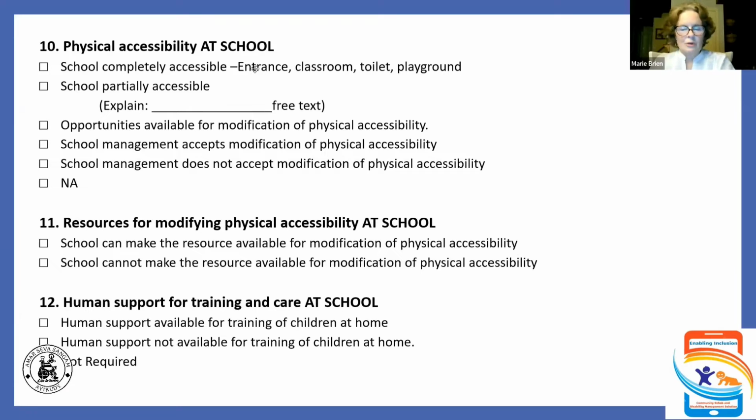Then we look at the school. If the child is attending school, we also look at the environment in the school. Again, the similar types of items that we want to look at are the accessibility of the school, and also the school management's accepting modifications or not. And we look at whether or not resources are available for modification of the physical accessibility, and whether or not human support for training and care of the child is available at school to facilitate inclusion.